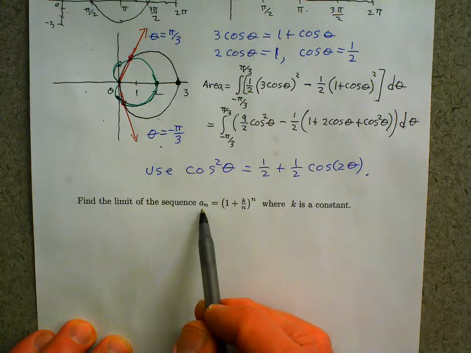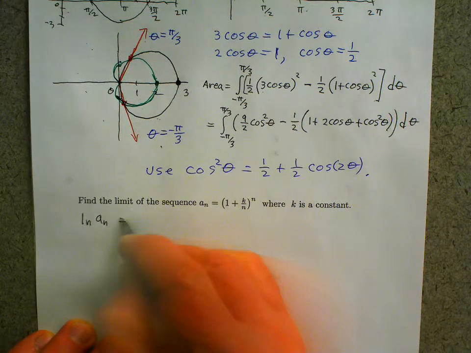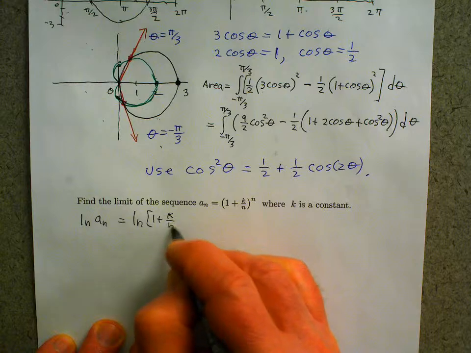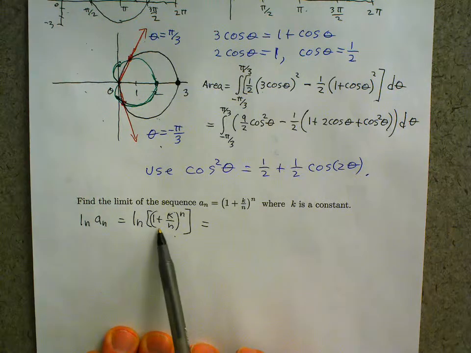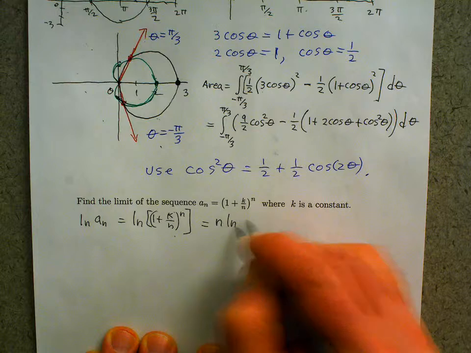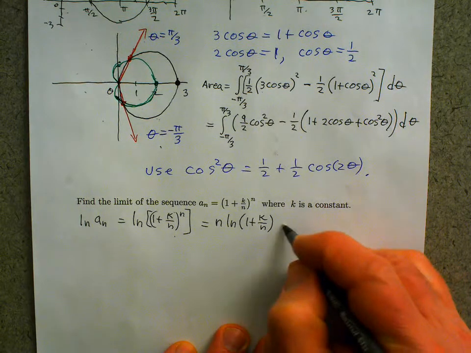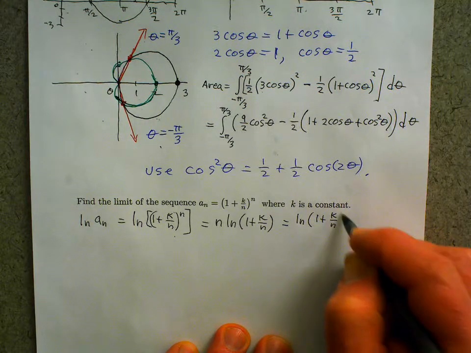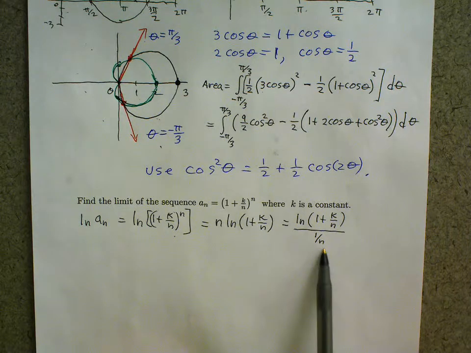Okay. So the way I did it was I'm going to take the natural log of a sub n, so the natural log of 1 plus k over n to the n. And using properties of logarithms, the exponent n can be written out front. So it's n times the natural log of 1 plus k over n. And then I'm going to rewrite this as the natural log of 1 plus k over n, over 1 over n, because 1 divided by 1 over n is the same as n.